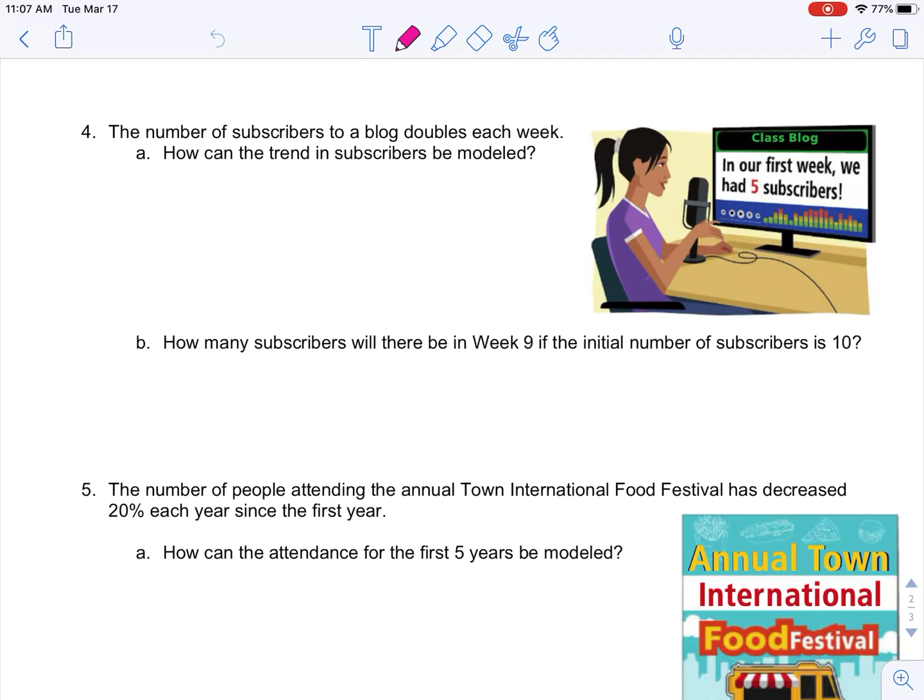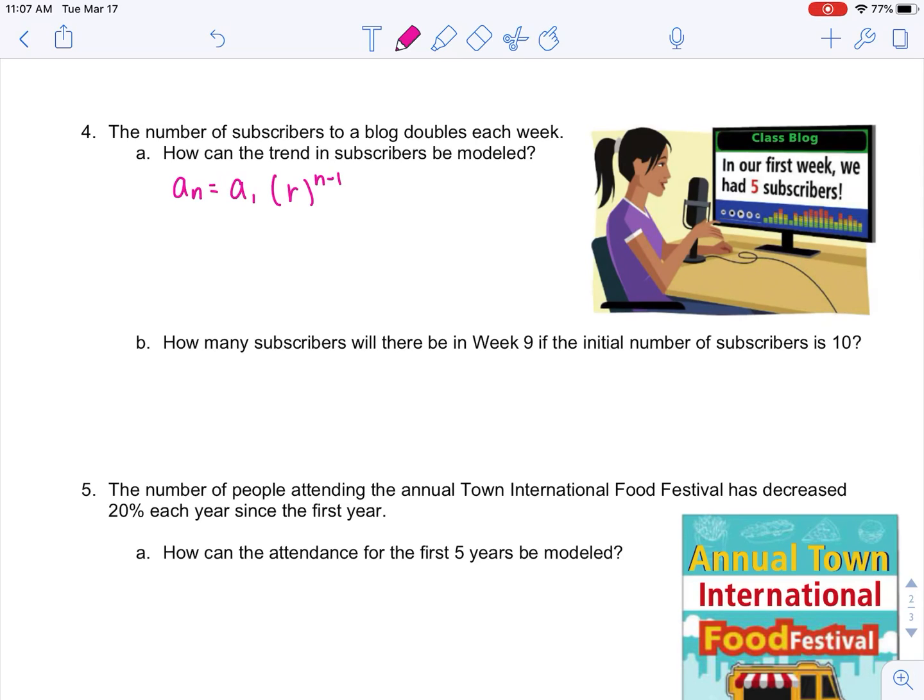Since we know it doubles each week, that means we're multiplying by 2 each week. So it is going to be an exponential function because we're multiplying by 2 each time. That means we can use our geometric sequence, because geometric sequences are exponential functions. So we are going to want to write our explicit formula. Remember that formula is a_n equals a_1 times r to the n minus 1 power.